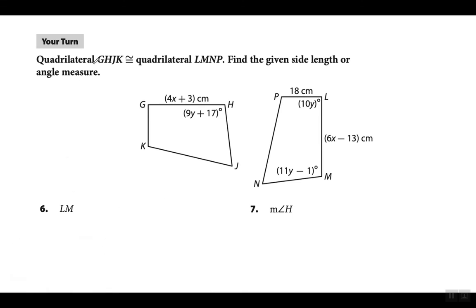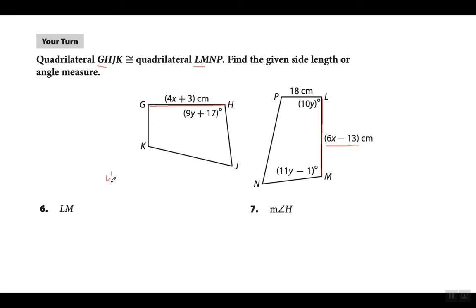At the beginning it tells us quadrilateral GHJK is congruent to quadrilateral LMNP. So we have to find the given side length or angle measure. They want us to find the measure of side LM. Here's LM, which is this. LM, that's the first and the second letter, so it corresponds to the first and the second letter here, which is GH, which is this side. So I'm going to make both of those equal to each other in order to solve.